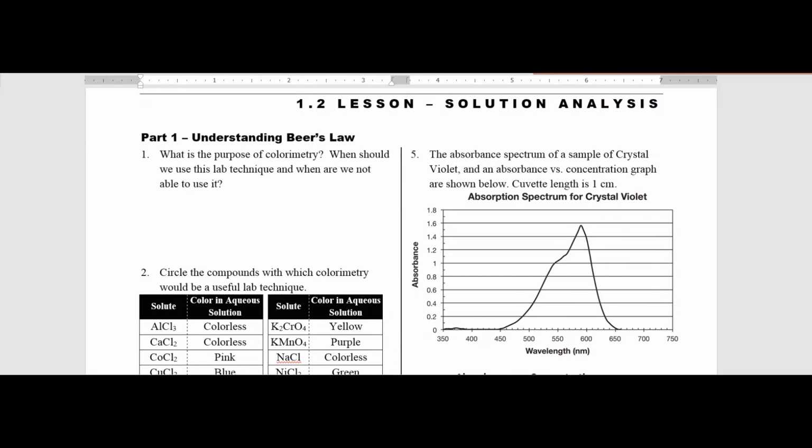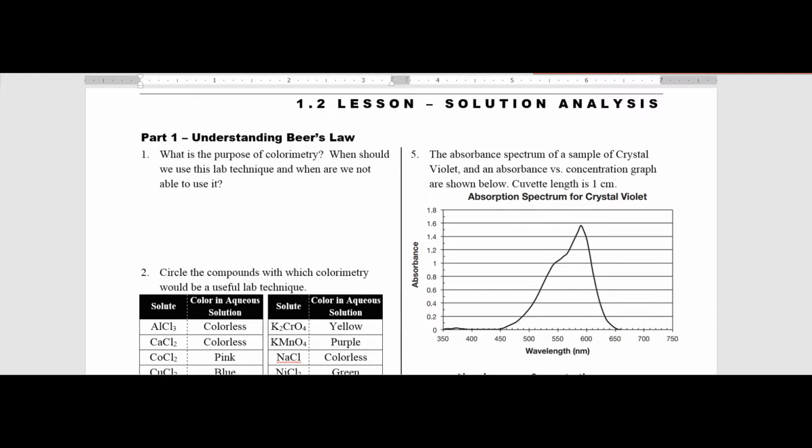Now on to the notes. We're going to look at different types of solution analysis. Part 1 is understanding Beer's law. Last year we learned what Beer's law was. It's basically an equation that allows you to relate concentration to absorbance, and that's what we can use to determine a lot of different things about a solution.